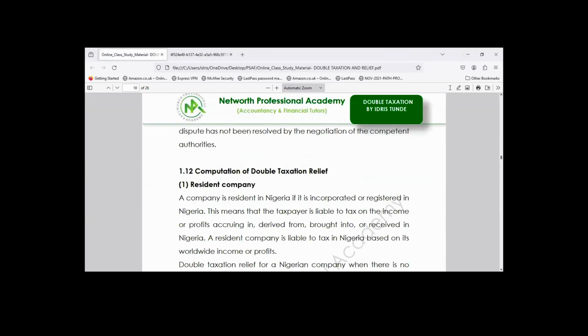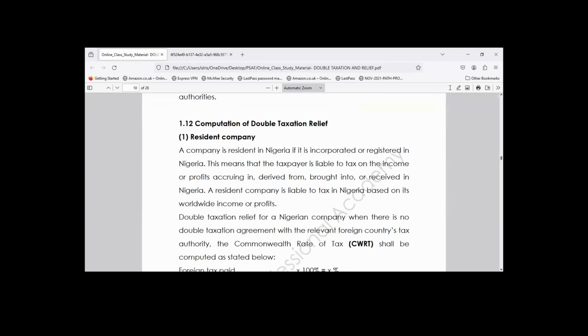Now, for the sake of time, let's go to how do we compute double taxation relief? Before we can compute double taxation relief, we need to define some concepts. Computation of double taxation relief is divided into three: computation for resident company, computation for non-resident company, and computation for resident individual and non-resident individual. When we want to compute double taxation relief, it means credits that you want to give to income that has suffered tax abroad. Before you tax it in Nigeria, you have to give some credits.